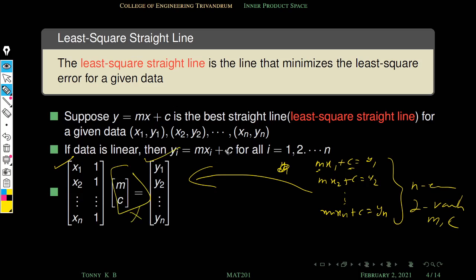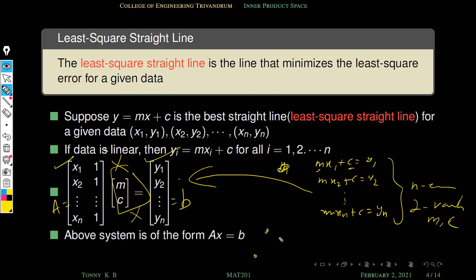If the data is linear, this system is solvable. Actually this system is of the form Ax equal to b. In this case this is our A, this is our b, and this is our x. If our observed data is linear, then this system is solvable, and you can easily find m and c. But in practical situations data is non-linear. Even if the underlying relation is linear, our observed data may be non-linear. That means this system is inconsistent, it has no solution.